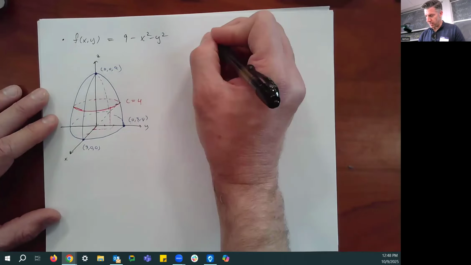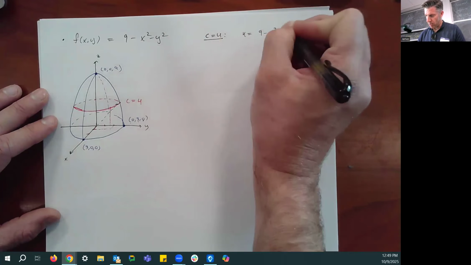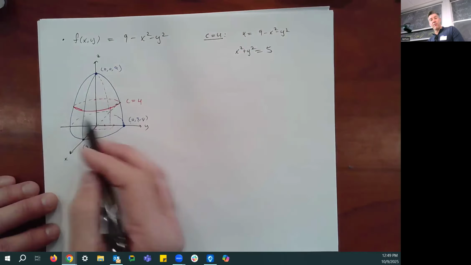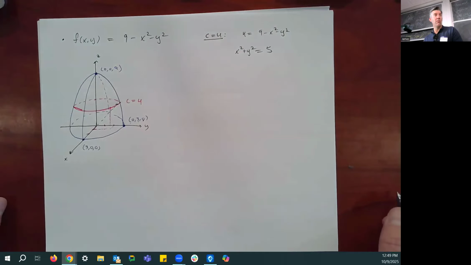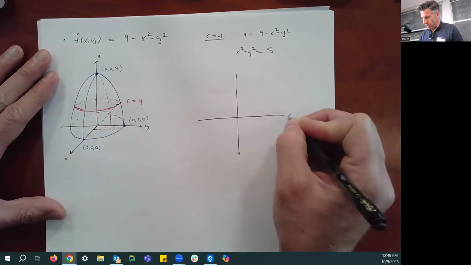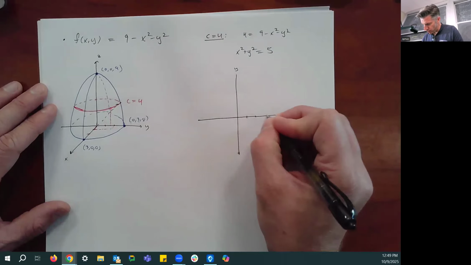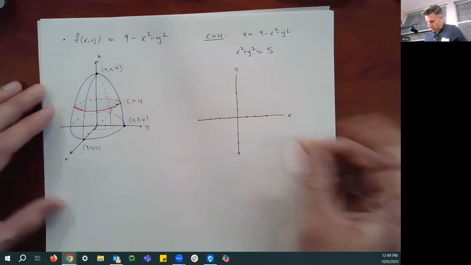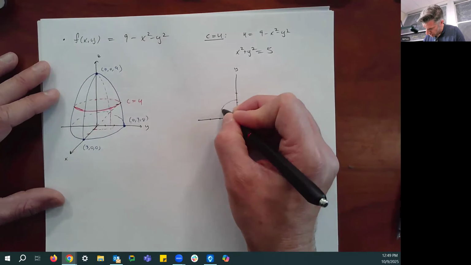So just notably here, if we set c equal to 4, we're going to get 4 equal to 9 minus x squared minus y squared, or x squared plus y squared equal to 9 minus 4. So that level curve there is a circle of radius square root of 5. Let's view it from the top as well, giving ourselves a different view of what's going on. Here's x, here's y, and 1, 2, 3. My level curve has a radius of a little bit bigger than 2, so it looks like about like that.